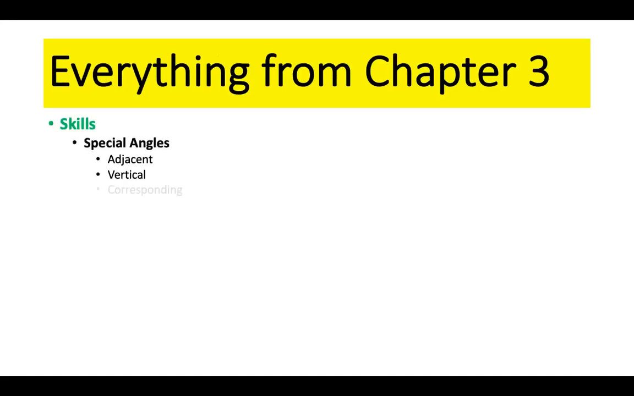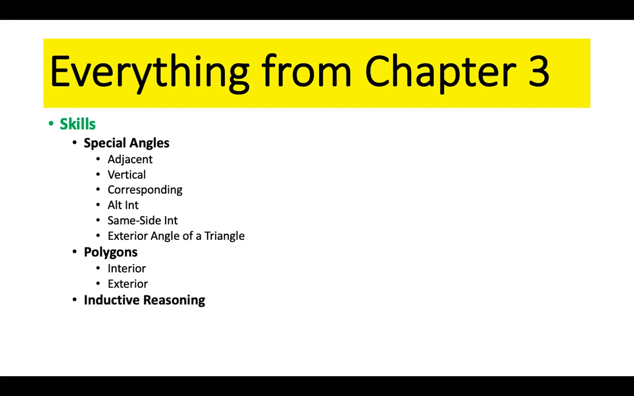This is everything that we did in chapter 3 that I will test you on. Everything. Now, some of these are from chapters 1 and 2. Adjacent angles that form a line, 180 degrees. That's not chapter 3. That's chapter 1. Vertical angles, that's chapter 2. So these two things from chapters 1 and 2, and then everything else from chapter 3.